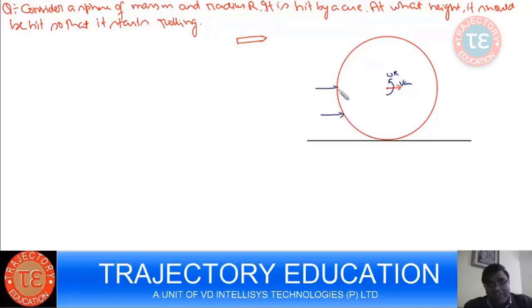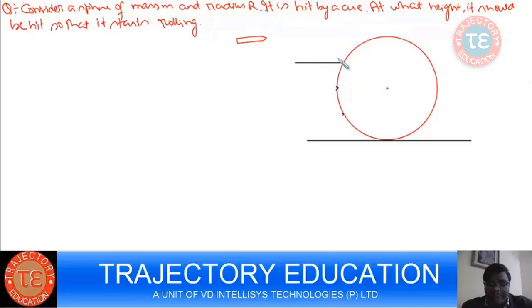If I hit it along the center, then this won't create omega r, because hitting along the center is not going to create any torque. It will create only VCM. Then also rolling won't take place, because at this point there will be slipping in the forward direction. So it's possible only if I hit it above the center, at some height.